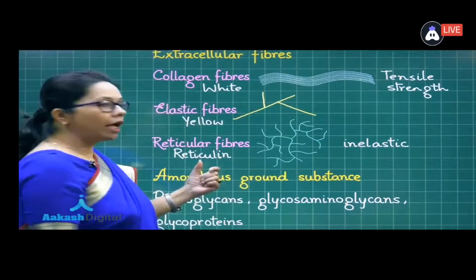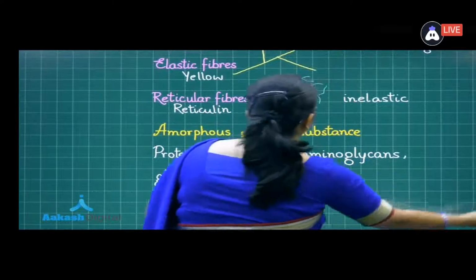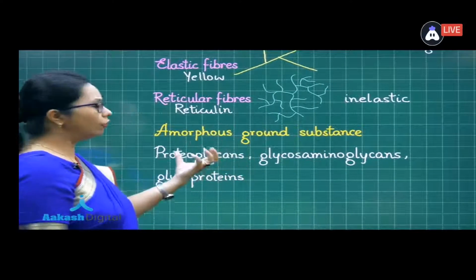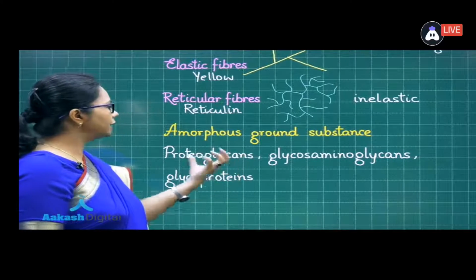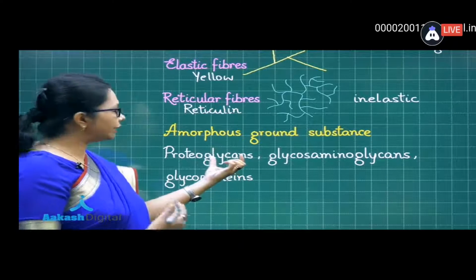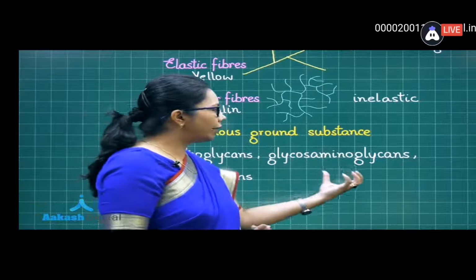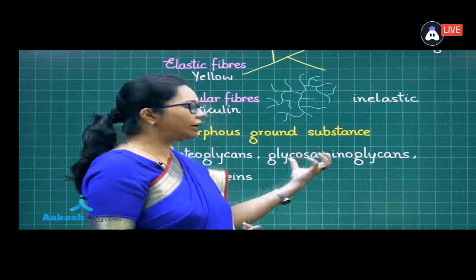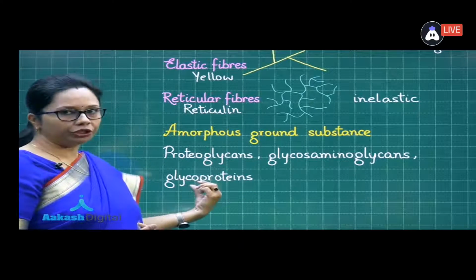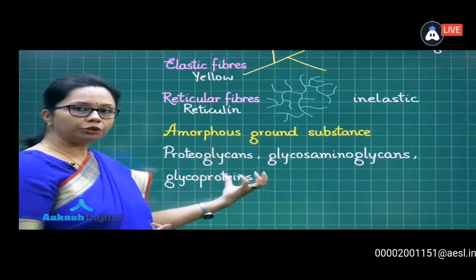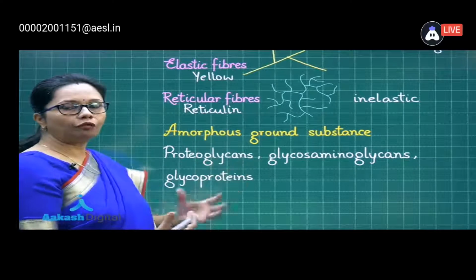Forming a meshwork. Then the rest of the other matrix, that is the amorphous matrix, consists of various organic biomolecules like proteoglycans, that is glycan is polysaccharide and with this a protein component attached, glycosaminoglycans, so these are also polysaccharides which have amino group with them, and glycoproteins, that is proteins with a sugar moiety. So these are the various substances found in the ground matrix, and these are associated along with the fibers.